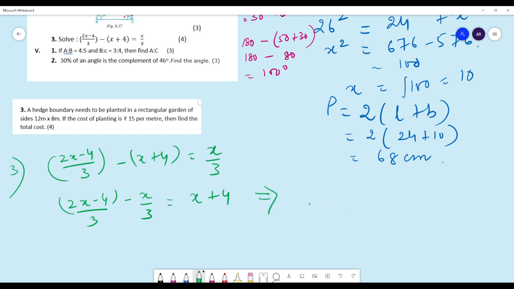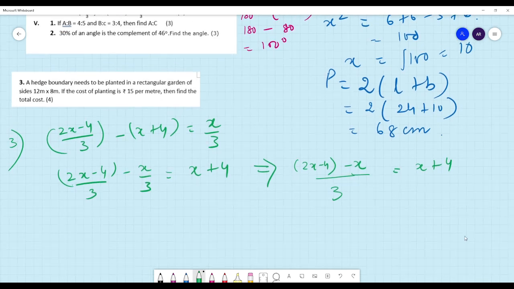Over here, the LCM is 3. This remains 2x minus 4, and this remains minus x equals to x plus 4. So we take this 3 to this side and, from the fractions, we bring them into a proper line. So how does this work out now?